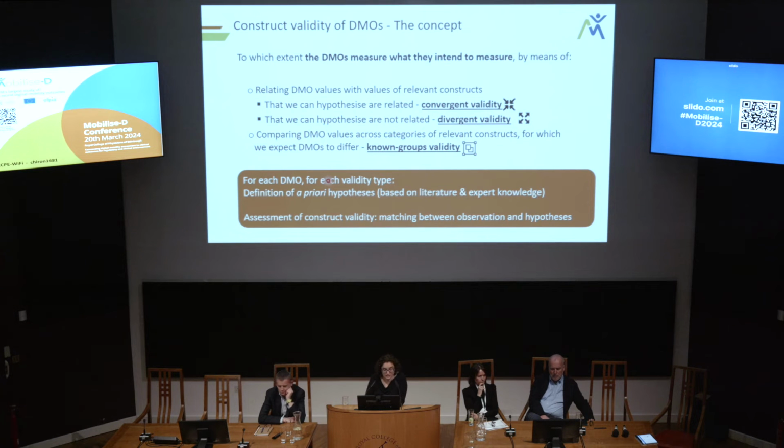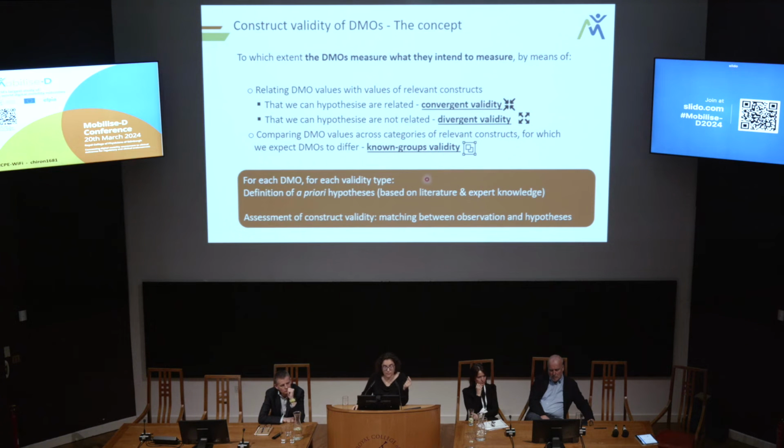One of them is convergent validity, the ability to which the DMOs relate to constructs that we expect them to relate. Divergent validity, the ability of the DMOs to not relate to constructs that we expect not to be related to. And known groups validity, which is the ability of the DMOs to distribute differently across subgroups of the population that make clinical sense. Very important in this construct validity analysis is to define a priori hypotheses.